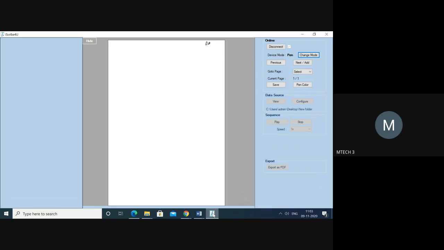Today we'll proceed with digital signal processing. We'll try to understand the introduction to digital signal processing. In digital signal processing, basically the signal we are going to process is the digital signal.